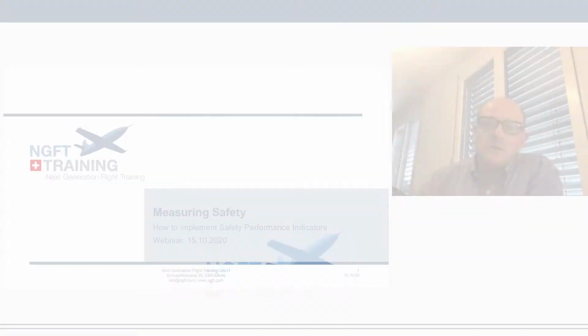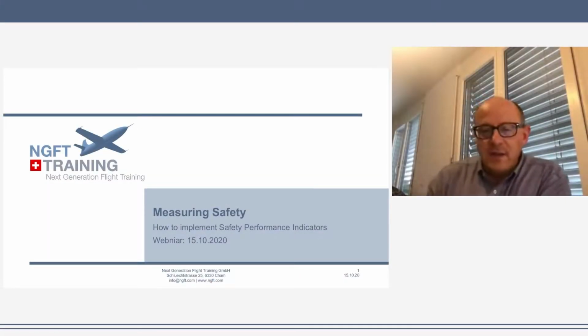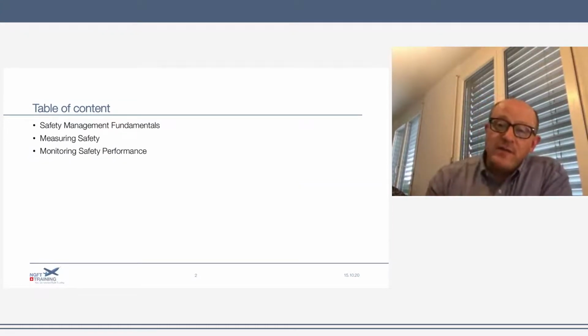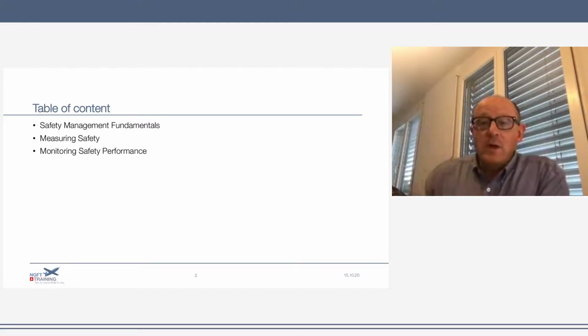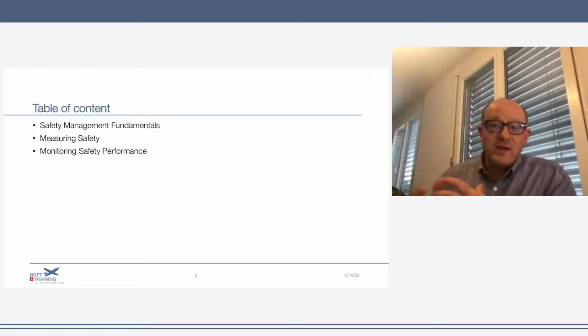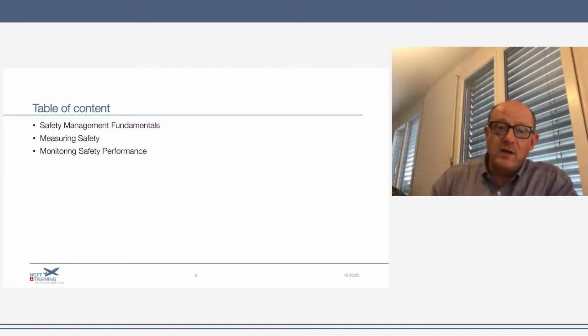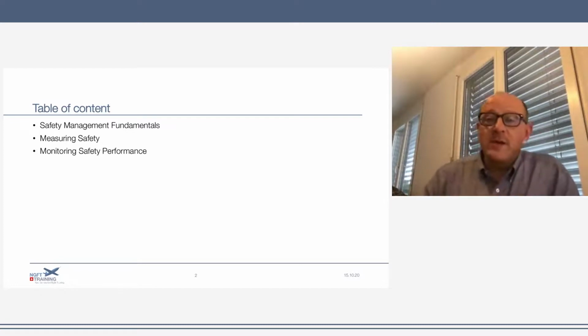Measuring safety. What we will be discussing tonight is some parts of the safety management system that are linked to performance measurement. And I think what is really important is to understand how can we measure something that is intangible, which is safety. Safety is intangible. We can feel it, we can somehow pronounce it and define it, but it's very hard to measure safety.